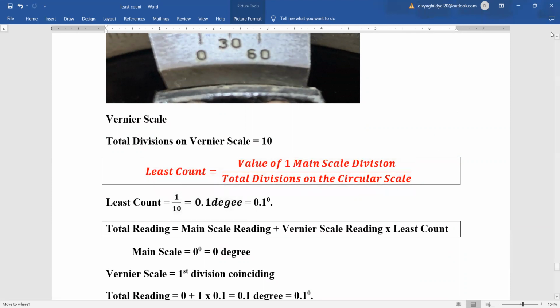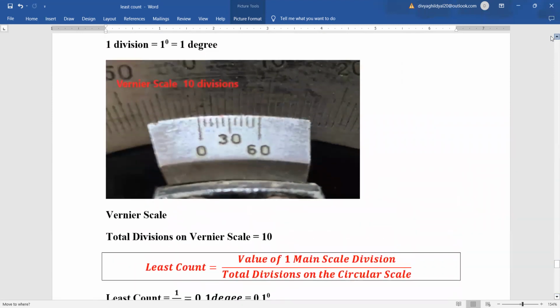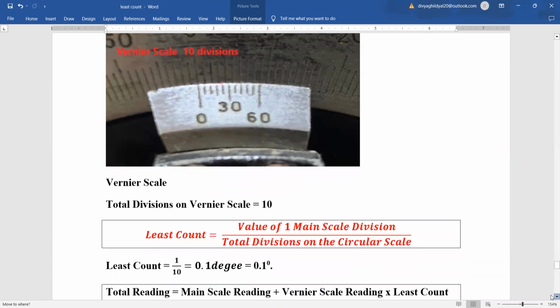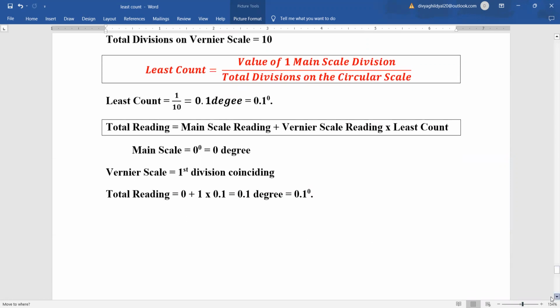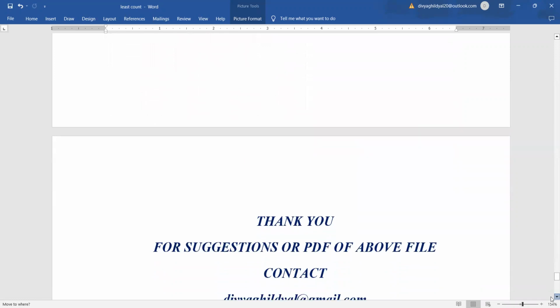Now, I have to find the reading in polarimeter. Let us look at this image. See, 0 is coinciding of MSR and VSR here. So this is my main scale, and which division is coming in straight line with upper and lower? I think the first division itself is in straight line with the main scale and vernier scale. So this reading comes out as main scale is 0 degree, vernier scale first division. So 0 plus 1 into 0.1. So it comes as 0.1 degree.